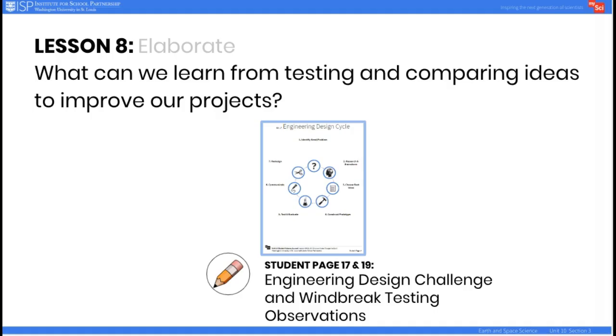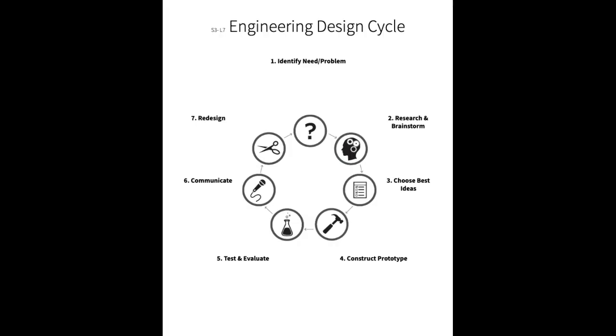In the Elaborate, redirect students to the Engineering Design cycle on Student Journal page 18 to review the steps completed and identify any remaining steps. Give student teams time to communicate and decide what to improve based on the testing and feedback. There is room at the bottom of Student Journal page 19 for students to draw a redesign of their windbreak before rebuilding.